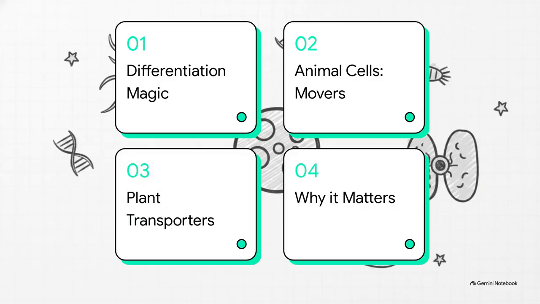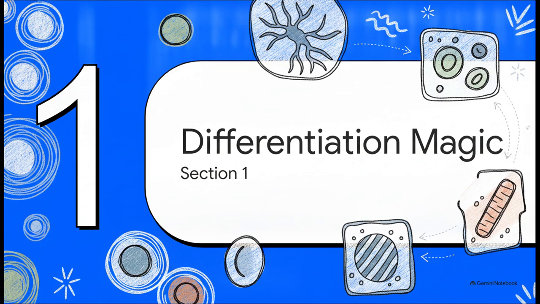First up, the magic of differentiation. Then, we'll check out animal cells, the movers, followed by plant cells, the transporters. And finally, we'll wrap up with exactly why all this cell specialization actually matters. All right, part one, the magic of differentiation.